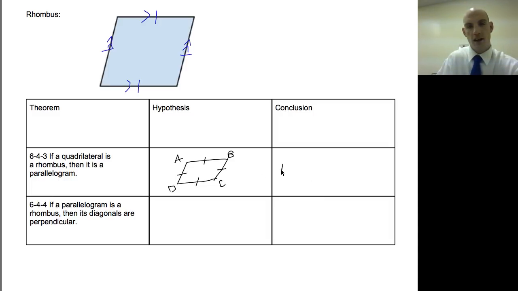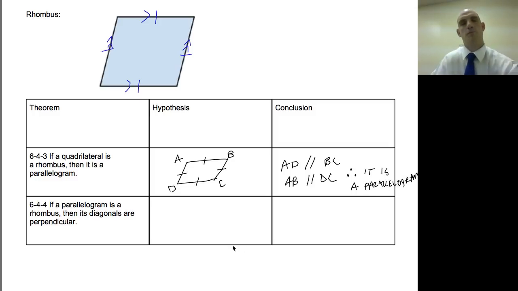the conclusion is that AD is parallel to BC, and AB is parallel to DC. So therefore, and this is the therefore symbol, it is a parallelogram. Okay, so this shape is a parallelogram. So a rhombus is another type of a parallelogram.